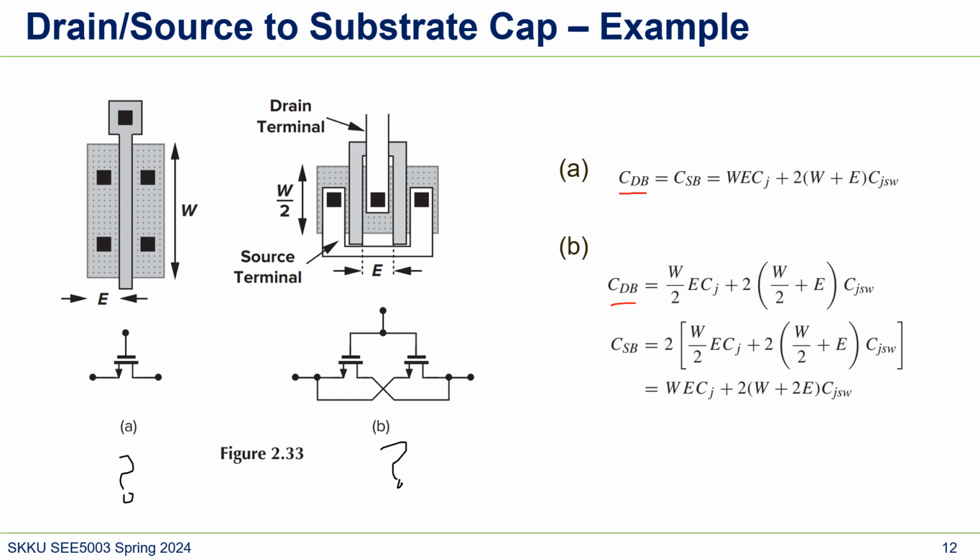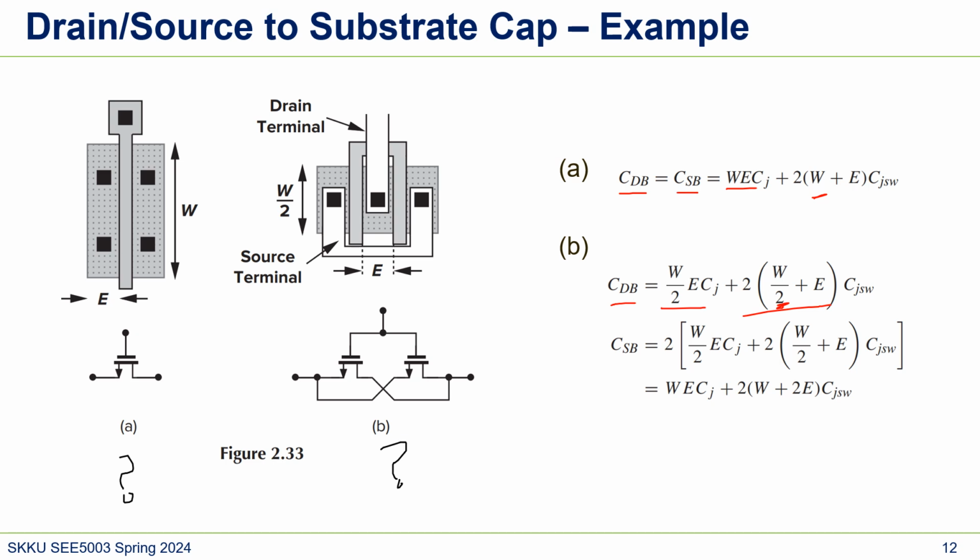B, the folded one, definitely has a smaller capacitance, because you see this is half, and then this is not exactly half, but kind of half. Mostly this is half because W is usually a lot larger than E. Maybe not a lot, but at least 4 times, I would say, or more. So it turns out that for CDB, A has larger capacitance, so B is better.